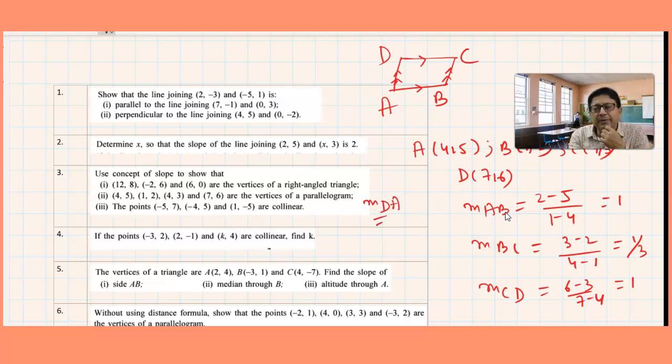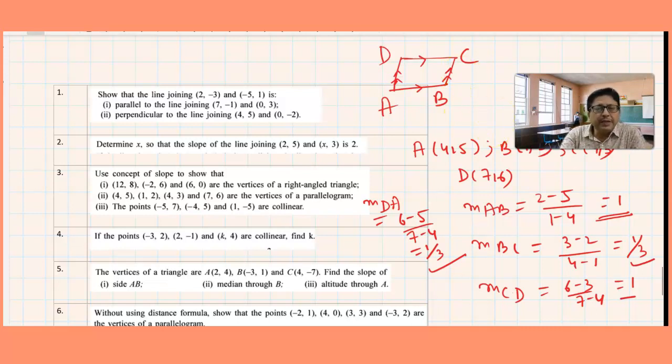Slope of DA will be what? D is this, A is this. So there will be 6 minus 5, so 1 by 3. So you can see that DA is parallel to BC and AB parallel to CD. Why? They have the equal slope. 1 and 1, they are equal. Here it is 1/3, 1/3. They are also equal. So it will be a parallelogram.